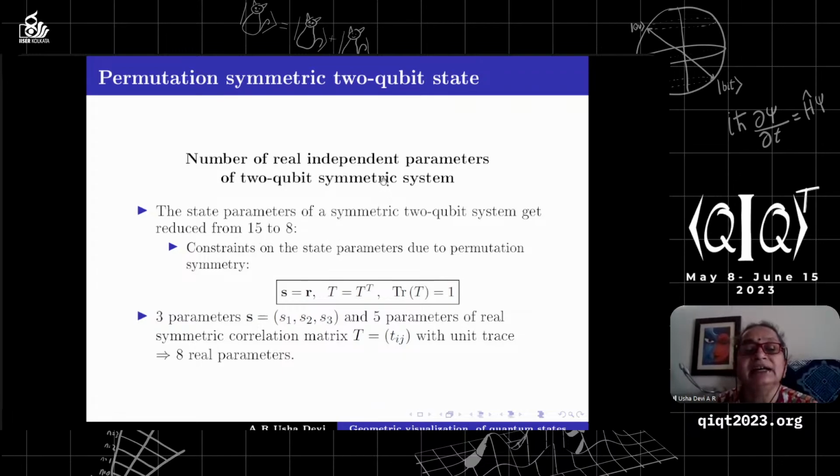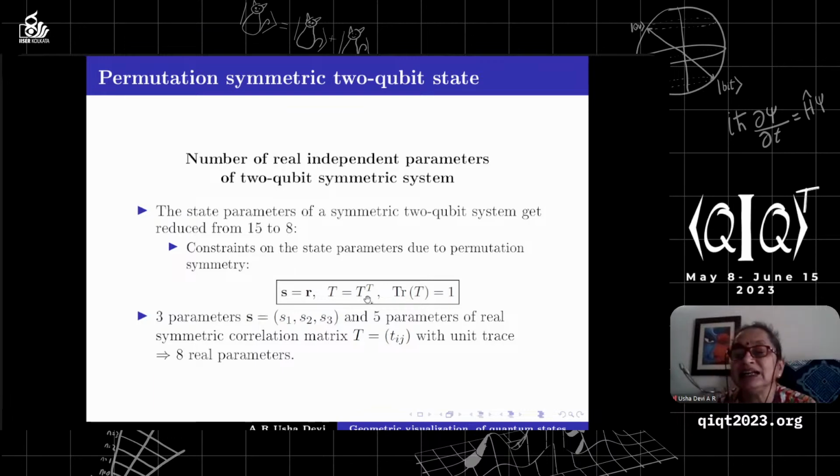But if you look at a 2-qubit density matrix, and I want to look at what is a symmetric density matrix, I will notice that 2 qubits inside a symmetric state should be permutation symmetric. That is, if I take a single qubit picked from a symmetric state, it has S as its Bloch vector, R as the Bloch vector for the other one. S should be equal to R for a permutation symmetric 2-qubit state. And also the T matrix should be symmetric.